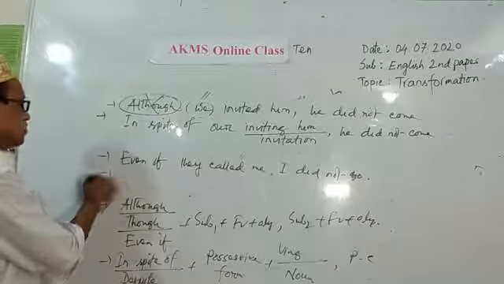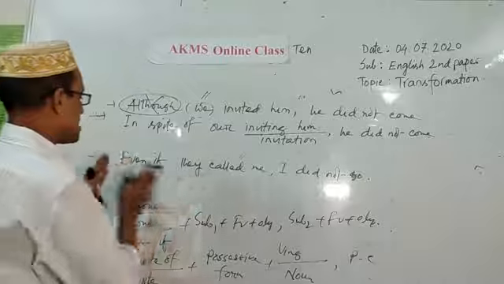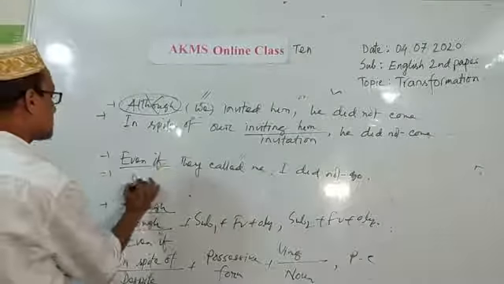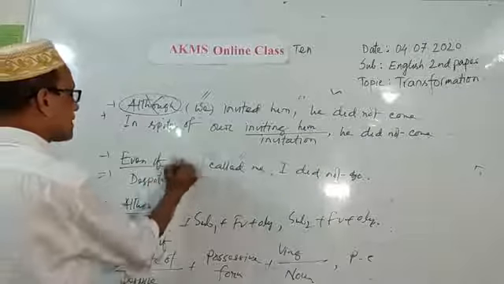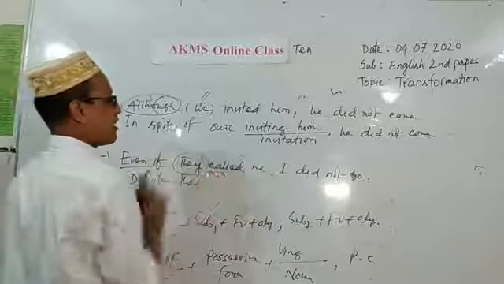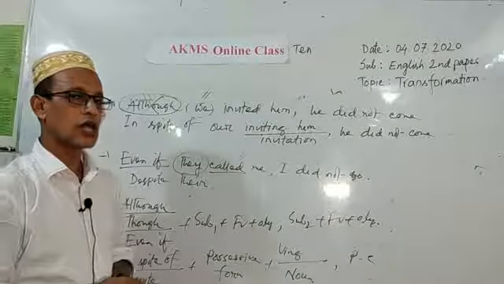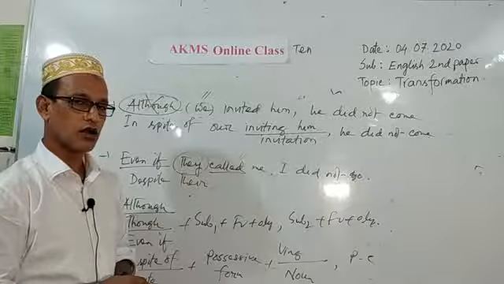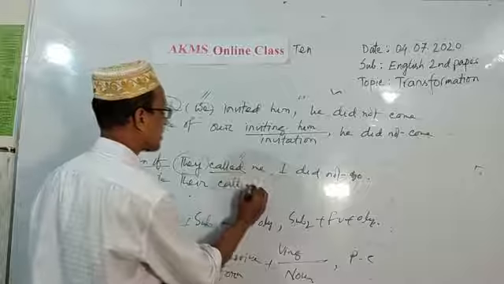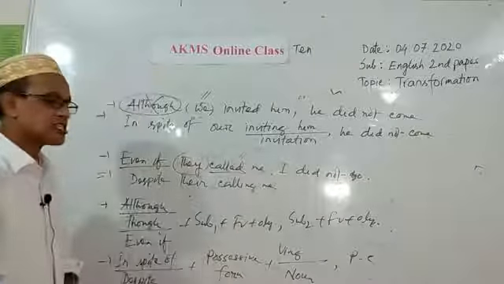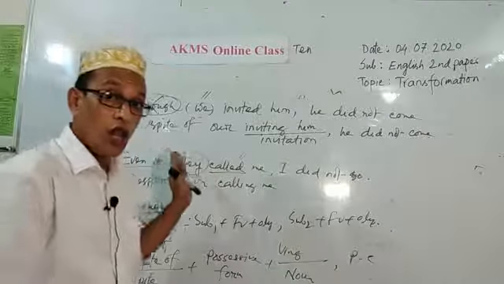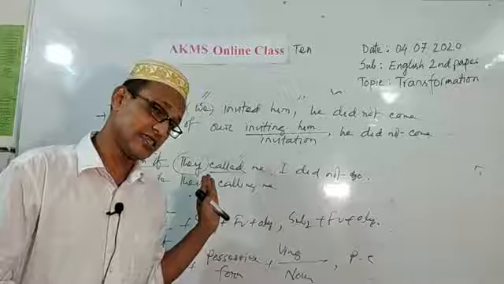Now, dears, look at the second sentence. Even if they called me, I did not go. You can use despite here. Then the possessive form of they is there. And I don't know the noun form of call. Okay? So I will use calling me. Despite their calling me. But you know, call is sometimes used as a noun.